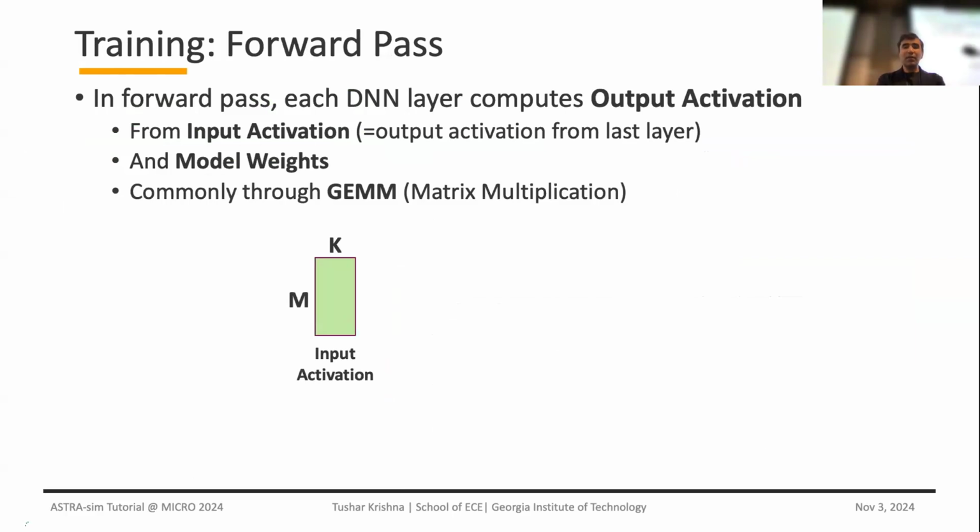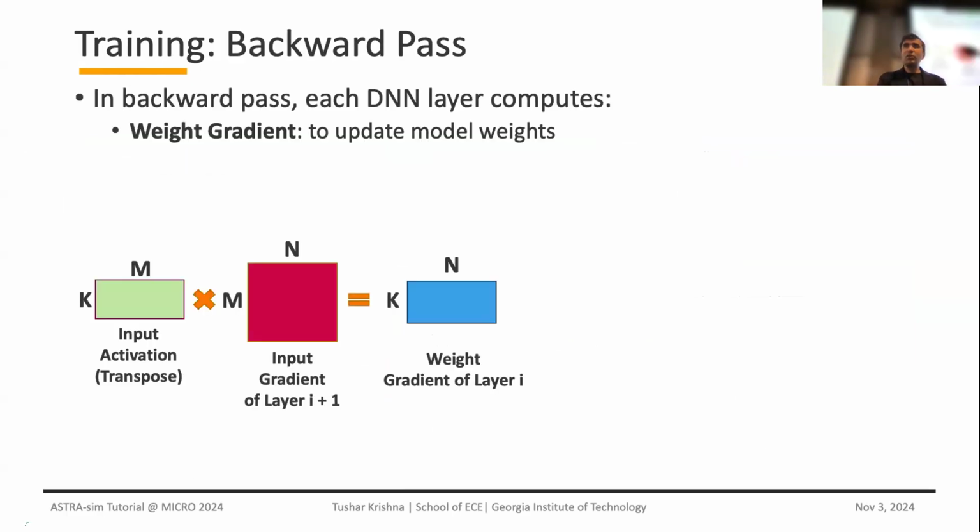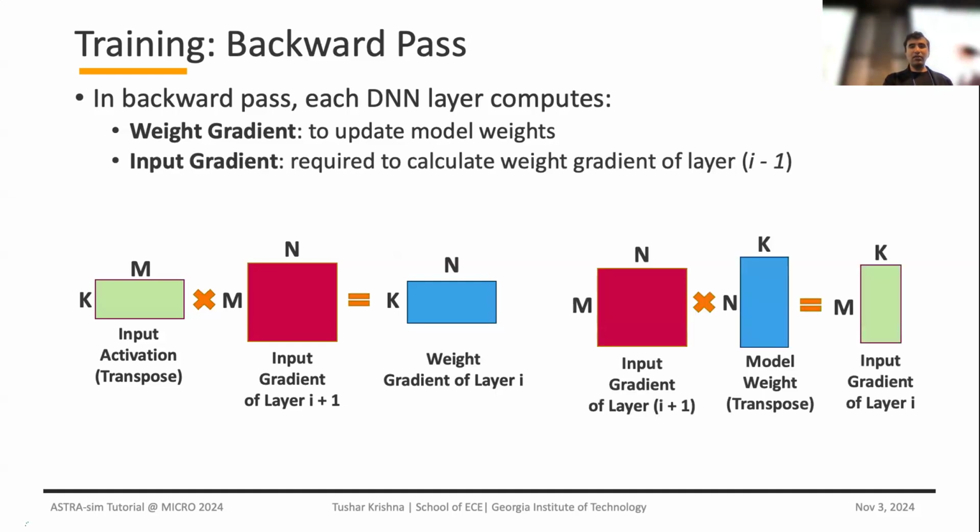Fundamentally, you are performing a matrix multiplication. So in the forward pass, you're just multiplying the inputs with the weights and getting the outputs. And in the backward pass, you are computing the weight gradients by multiplying the input activations with the input gradients. And then you're computing the input gradients for layer I by multiplying the input gradient of layer I plus 1 with the model weight. Right? And so this is basically used for then updating the model parameters. And these are also just matrix multiplications.